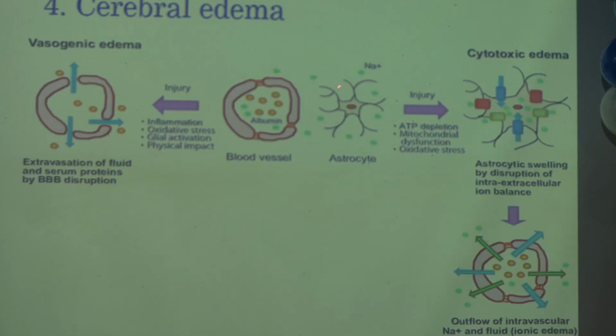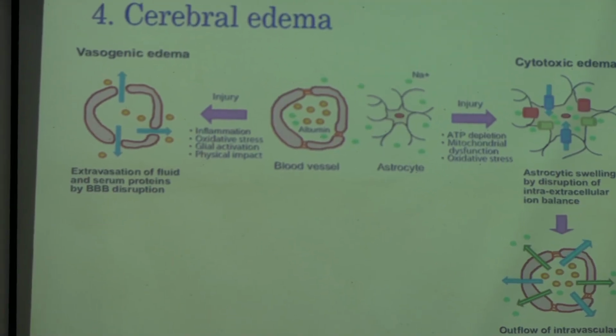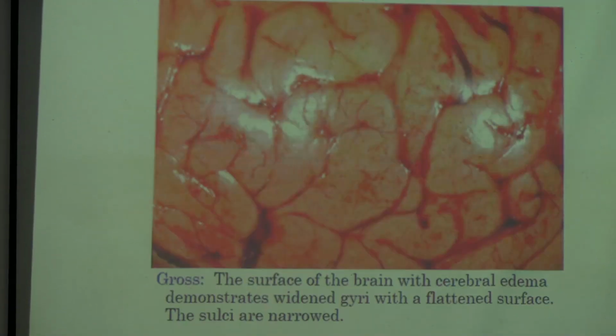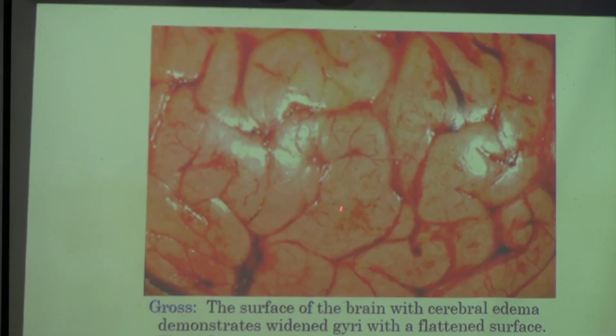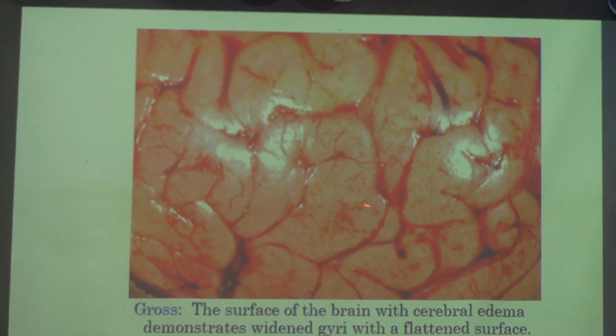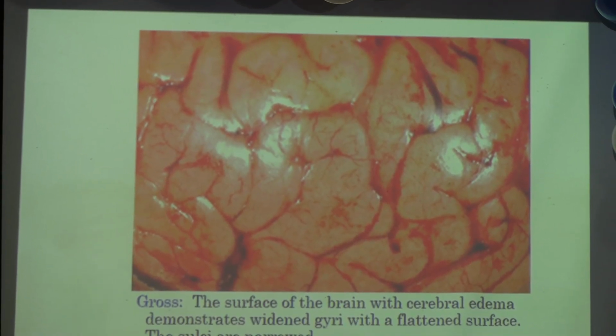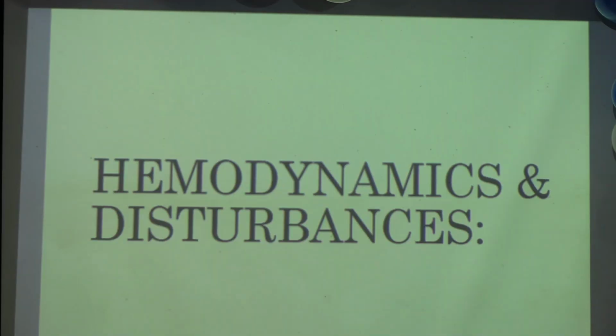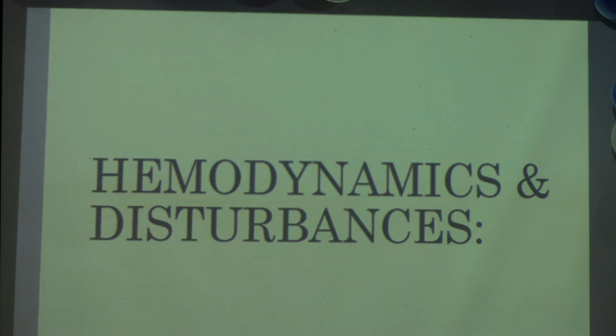And in case of the cytotoxic edema, the cells, which are the astrocytes, are going to be affected. Cytotoxic, the name itself says cell and toxic things to the cell. So there is going to be inflammation and again disruption of the membrane and outflow of intravascular sodium and fluid. So how will the gross be? There is going to be dilatation of the gyri and the sulci are going to be narrow. Edema is clear?